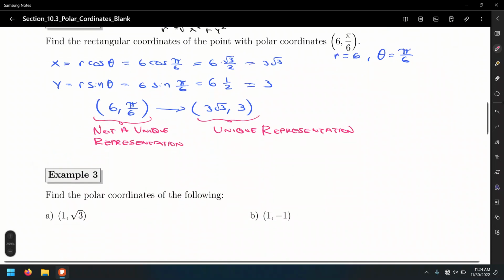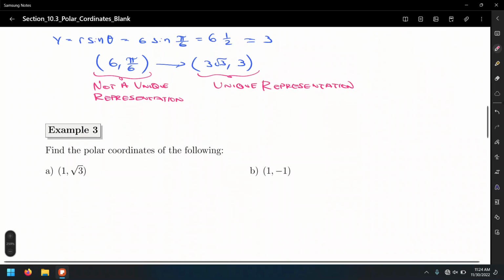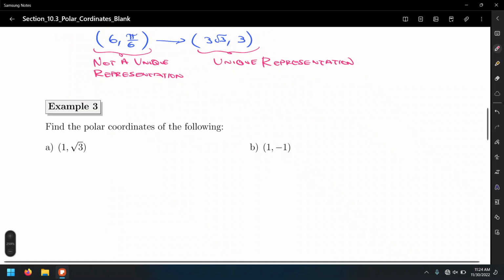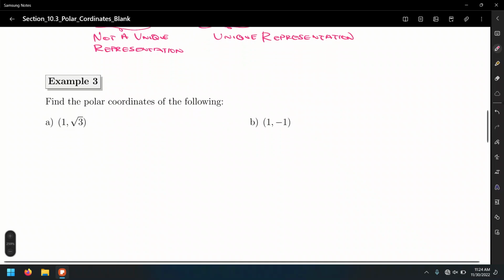Let's look at another example. For the next example, we are given a couple of ordered pairs in rectangular form, but they're asking us to convert them to polar. And in this case, when it comes to converting from Cartesian to polar, my advice is to first graph the point, especially because of the angle, which is usually an issue when it comes to finding the angle. So number one, okay.